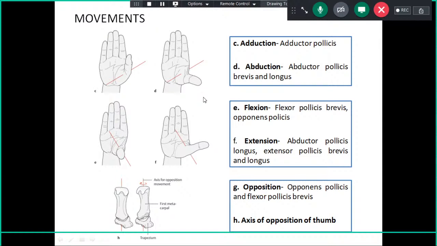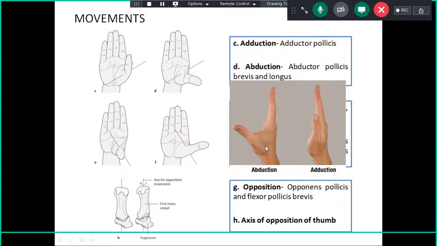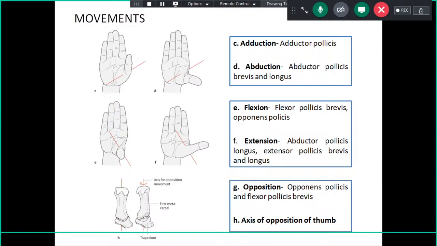So I have the adduction, which is facilitated by the adductor pollicis muscle, abduction by the abductor pollicis. This is abduction, this is adduction, okay. For abduction, we have abductor pollicis brevis and longus. For flexion, I have flexor pollicis brevis and opponens pollicis, right. So flexor pollicis brevis, opponens pollicis. And extension, abductor pollicis longus, extensor pollicis brevis and longus.